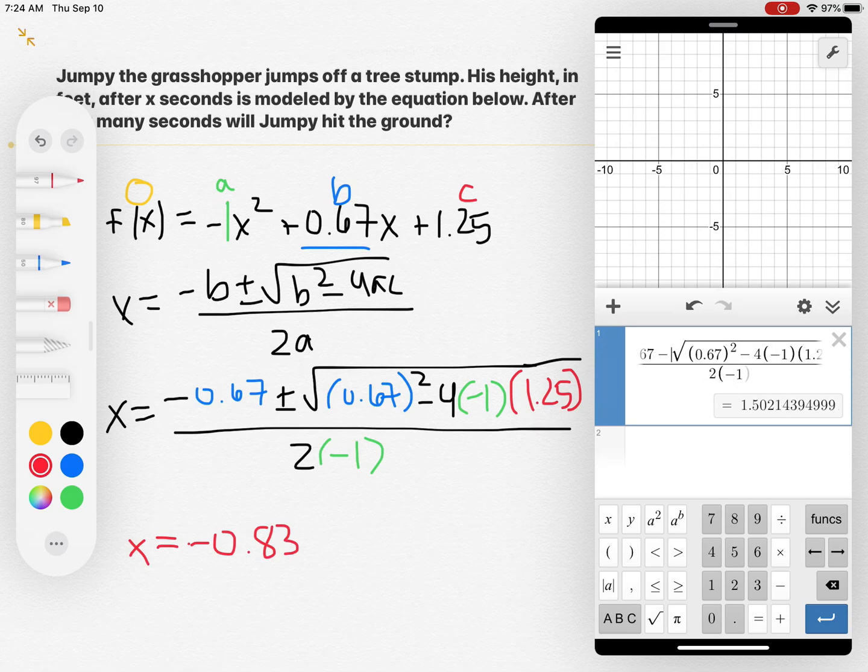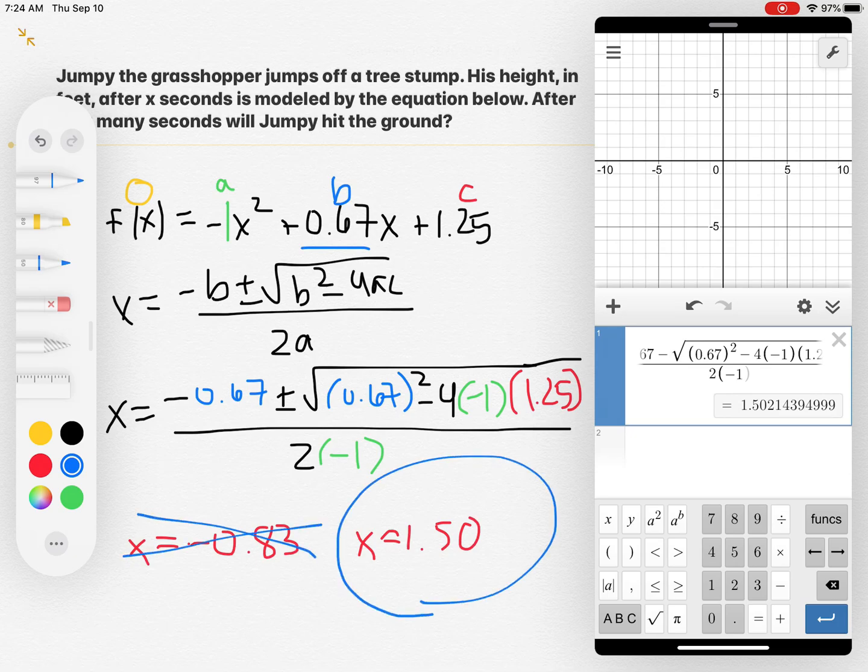We've done the plus sign version. Now we need to do the minus sign version. We get 1.50 or just 1.5, however you want to think of it, when we round for this one. Now, which solution is the one that works? Since we are looking for how long, which is an amount of seconds, which is time, we can only go forward, so only positive numbers. That means we ignore our negative solution. Our final answer to this problem is 1.5 seconds, our positive solution. That's it.